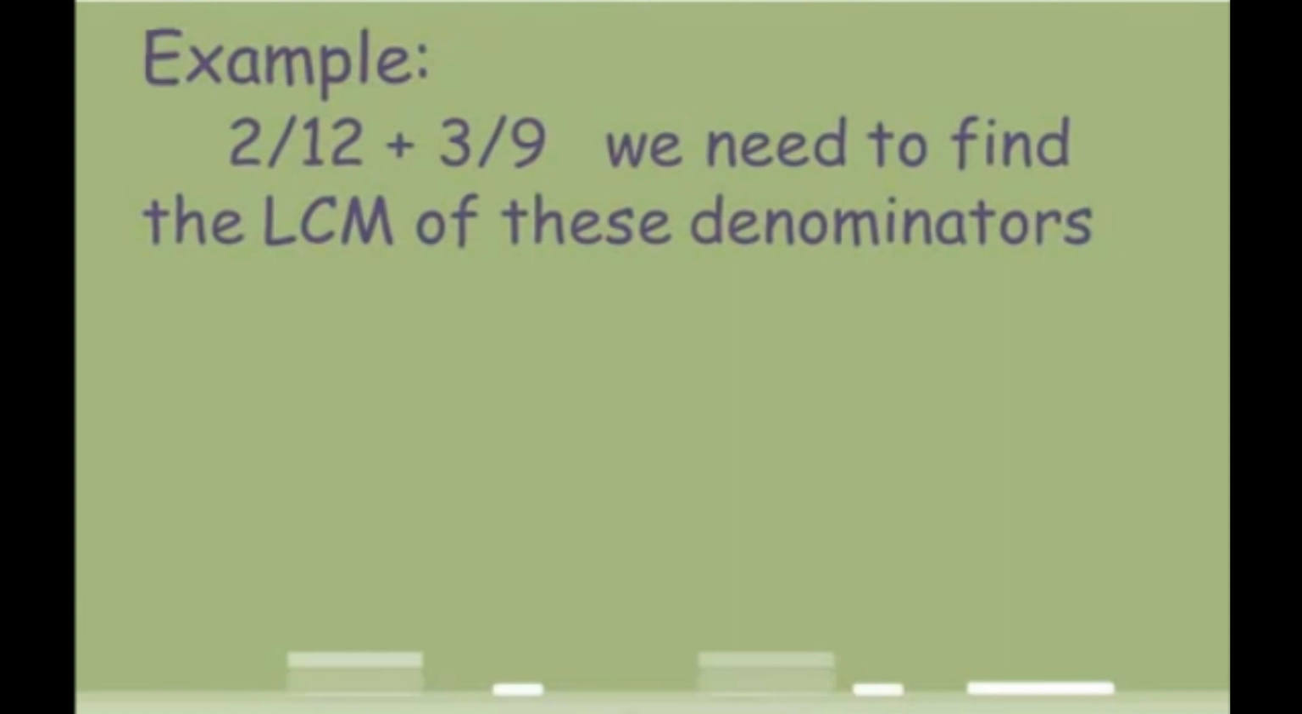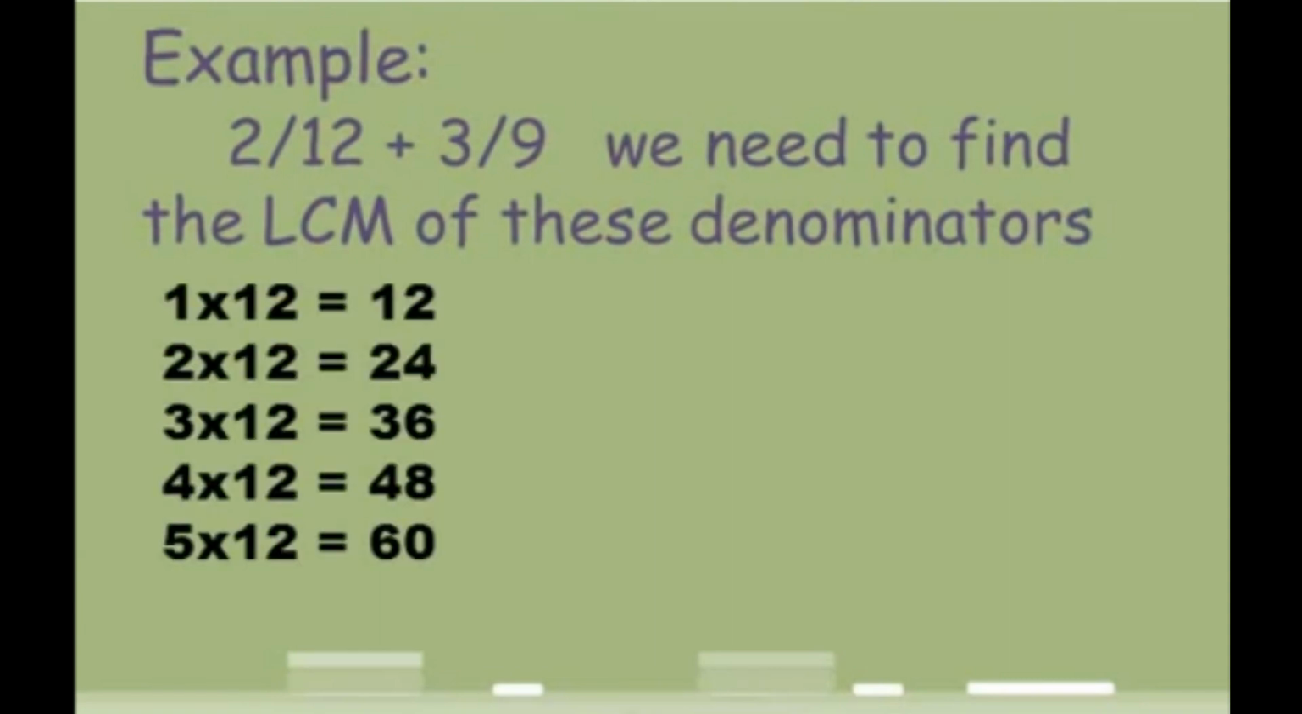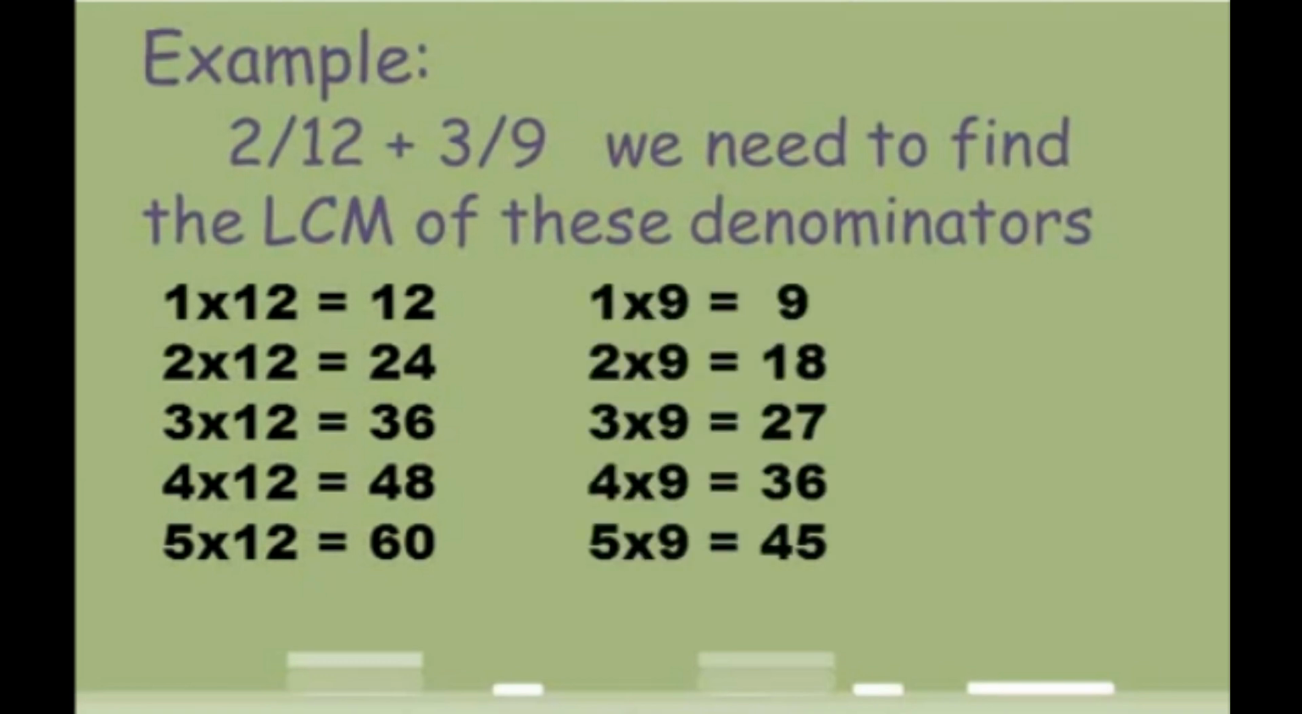So first we're going to look at the multiples of 12. 1 times 12 is 12, 2 times 12 is 24, and so on. Now we're going to look at the multiples of 9. 1 times 9 is 9, 2 times 9 is 18, and so on. Now we're going to look at these two sets of multiples and we're going to ask ourselves, is there a number that both 12 and 9 go into evenly? And yes, there is. 36 is a number. It's the smallest number that both 12 and 9 will go into evenly.